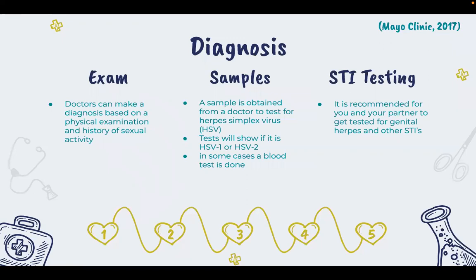In some cases, a blood test may be done to determine the type and the severity. Lastly, STI testing is recommended for yourself and for any sexual partners that you have been with. This will check for genital herpes and other sexually transmitted infections.